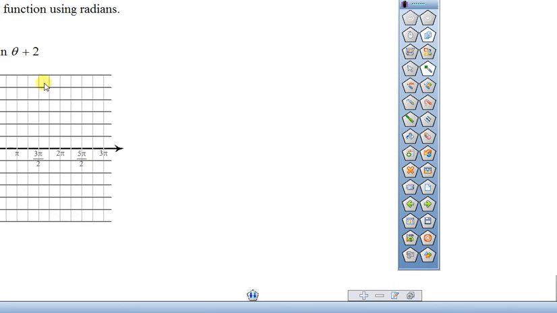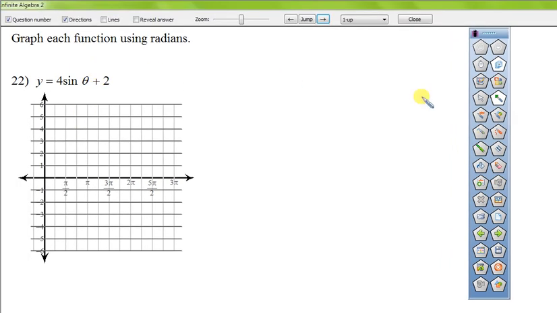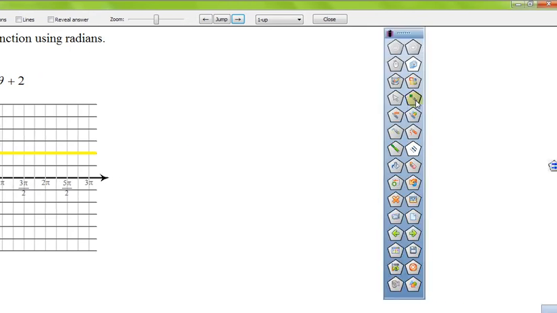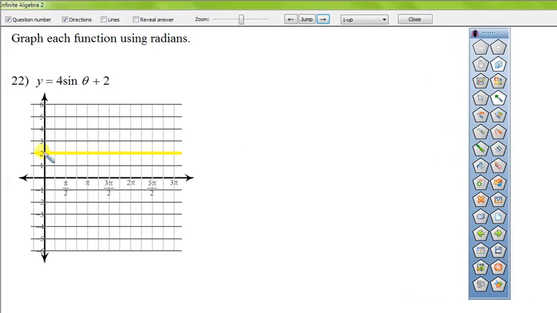Let's try number 22. Again, this time the bar has been raised to 2. The sine curve generally starts at the bar at 0, 2. Once again, the amplitude here is 4, so I'm going to go up 4, back down, dip down 4 units from the bar, and then back up. And then you're going to connect those points.